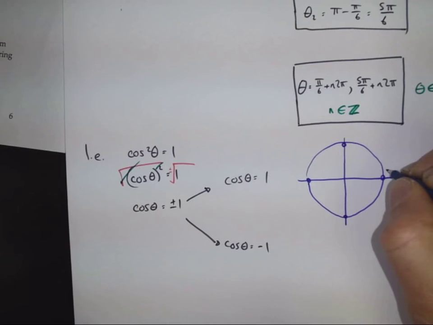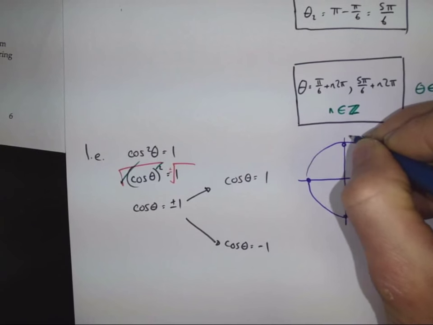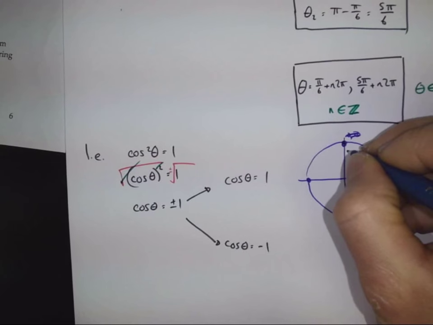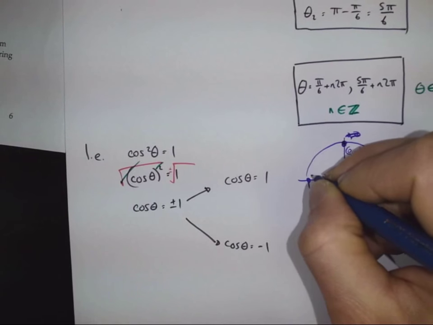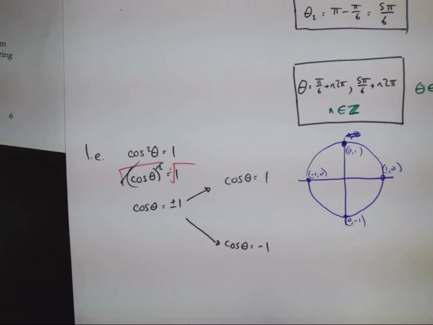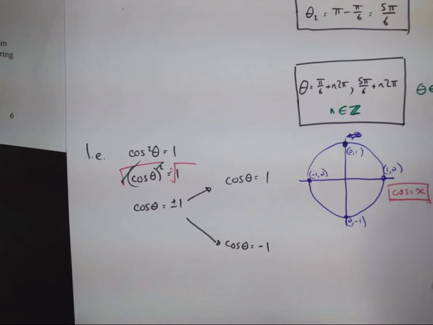And label up our values: 0, 1. Oh, no, 1, 0, 0, 1. Oh gosh, I'm a little tired, to be honest. 0, 1. Negative 1, 0. And 0, negative 1. And we've got to remember that cosine is always our x-coordinate of the unit circle.